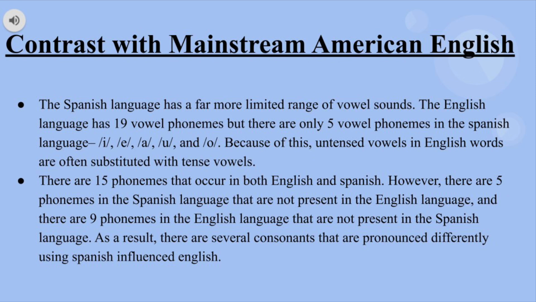Additionally, there are 15 phonemes that occur both in English and Spanish. However, there are 5 phonemes in the Spanish language that are not present in the English language, and there are 9 phonemes in the English language not present in the Spanish language. As a result, there are several consonants that are pronounced differently when using SIE or when speaking in Spanish, as opposed to in mainstream American English.